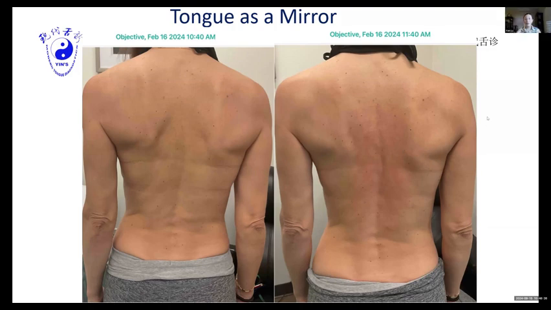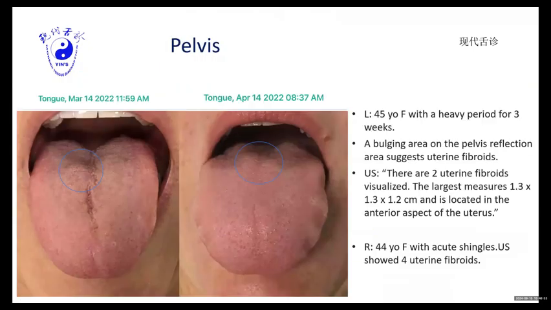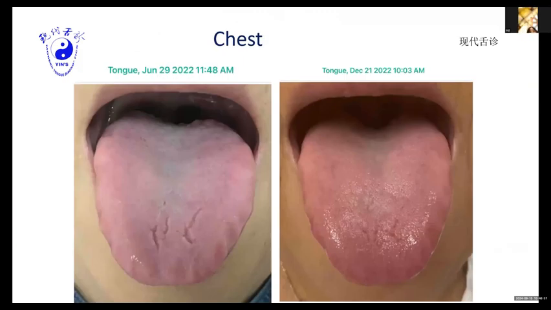Any other question? Yes, I do have a question. Can you describe a little bit about what percentage of confidence you have when you diagnose a tongue? When you're using this method, do you feel it is 70% accurate?